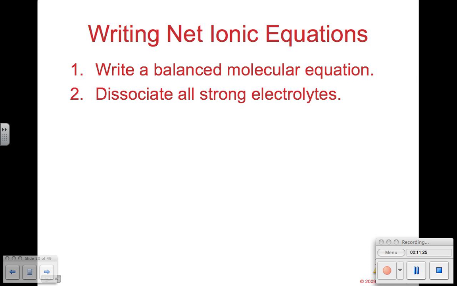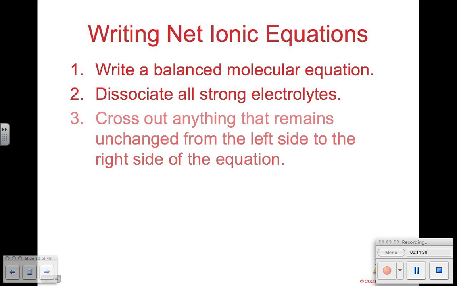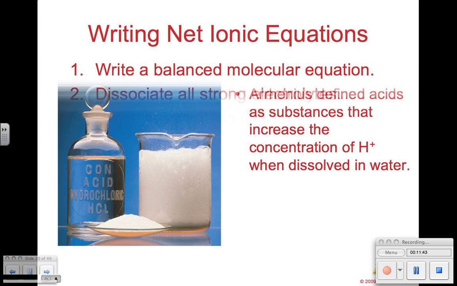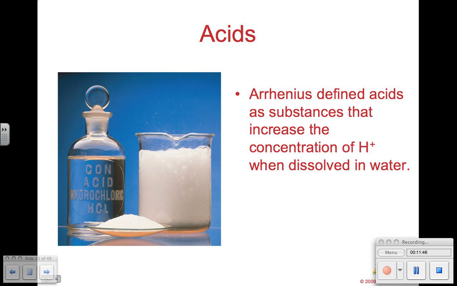All right, so when you want to write a net ionic equation, first of all, you write a balanced molecular equation, and then you break apart all the strong electrolytes, like split them up so that you have all those ions written out, and then you cross out anything that remains unchanged from the left to the right. So kind of what I was describing earlier. And then you write the net ionic equation, or the simplified version, once those spectator ions are canceled out.